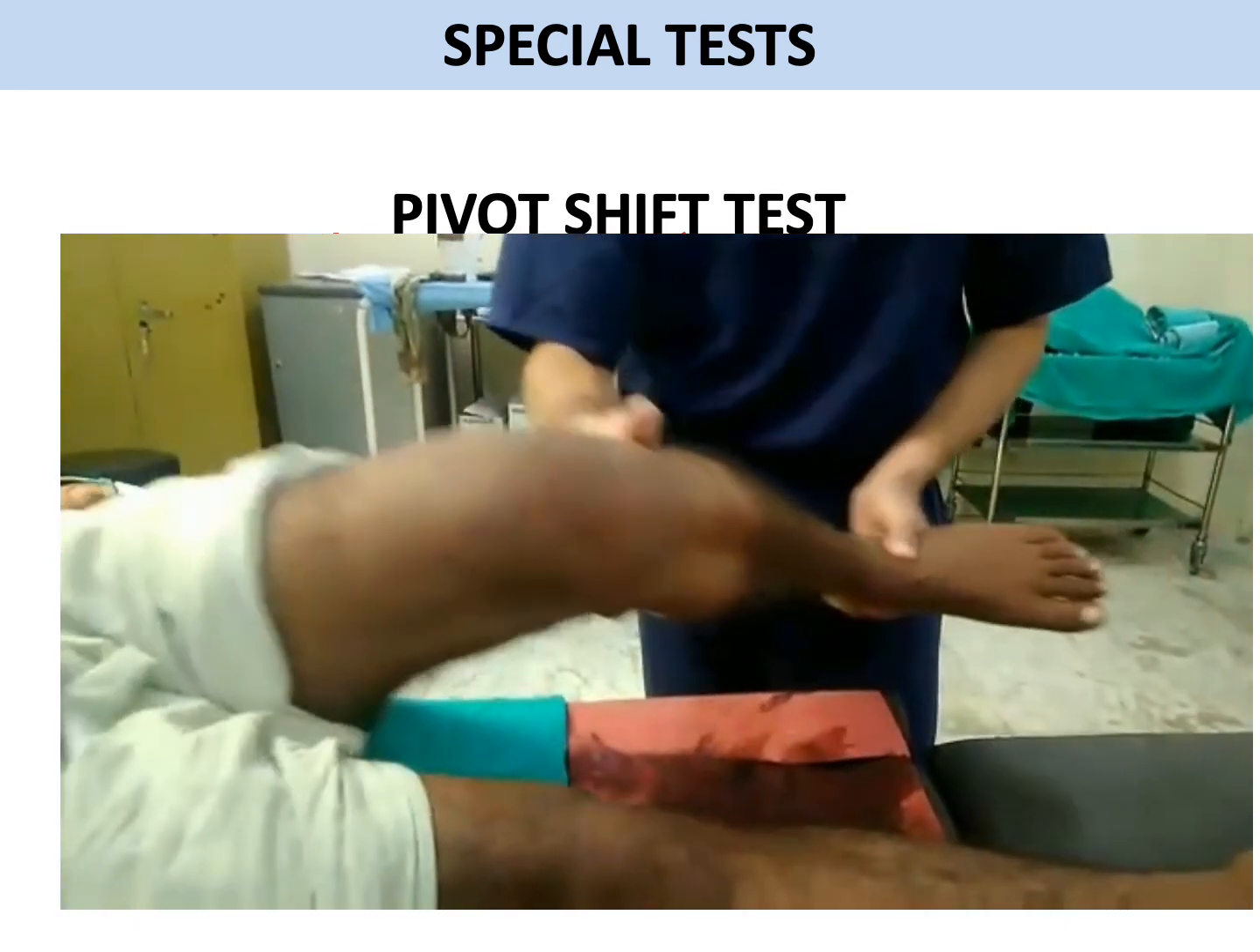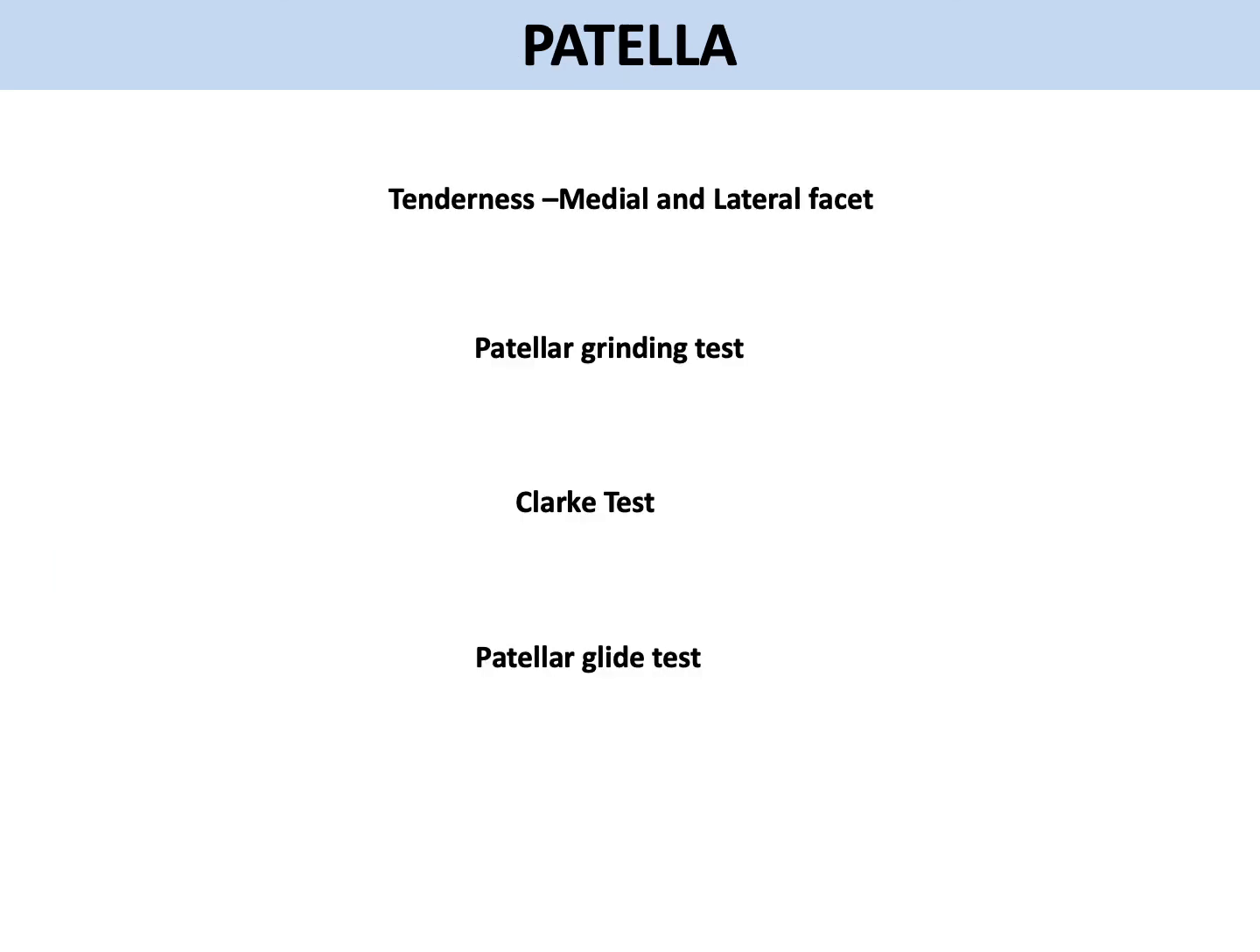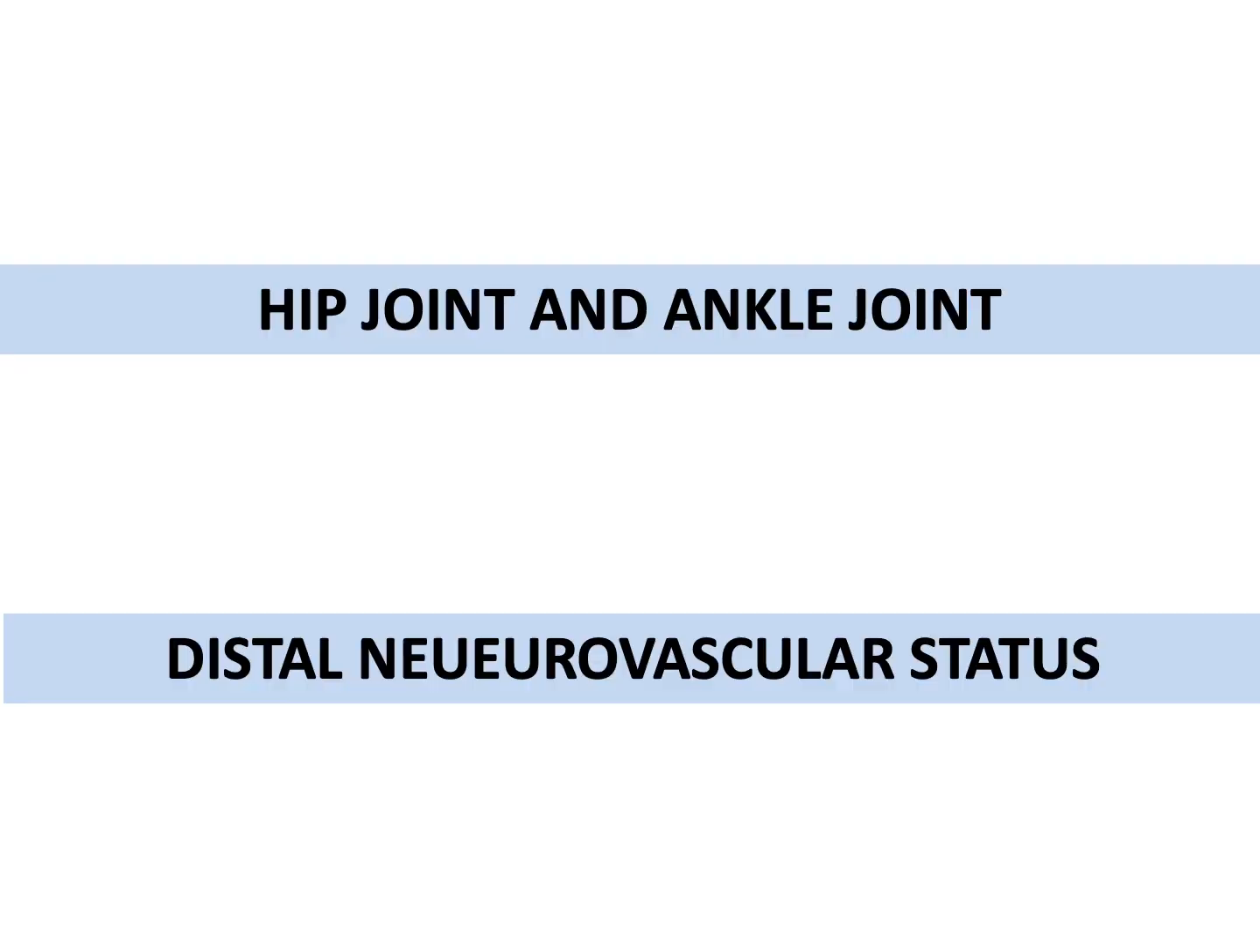Well, the MCL is intact in this patient, right? And the patella, of course, has to be examined to complete the examination of the knee joint. The medial and lateral facet tenderness can be felt. The patellar grinding test for osteoarthritic changes, or even in chondromalacia patella, the Clarke test, the patellar glide test, just to name a few tests for the patella.